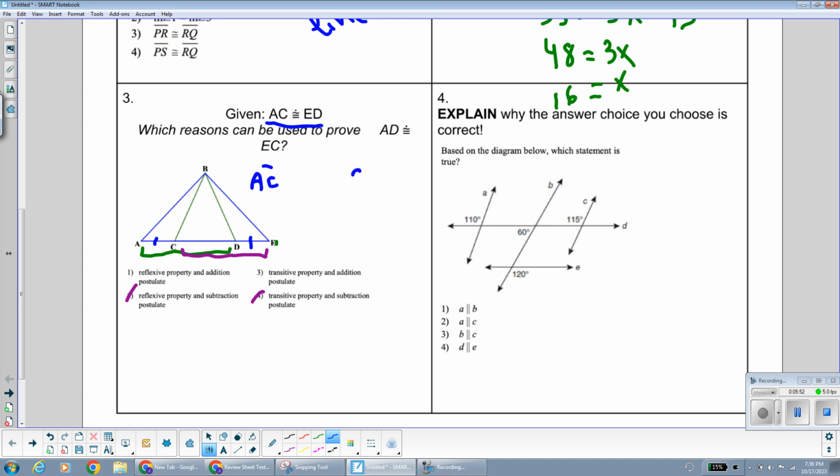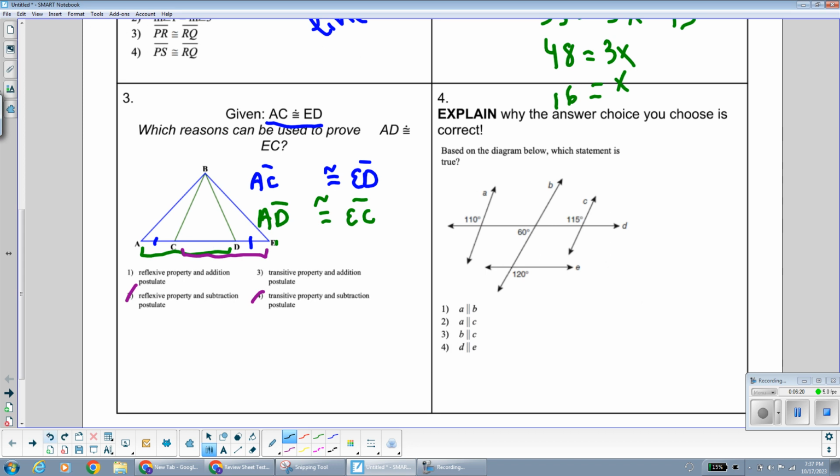and ED. I want to arrive at the conclusion that AD is congruent to EC. Let's think about what we need to add on to AC to make the whole segment AD. If we're starting with AC, what we need to add on is CD to make the whole segment AD.